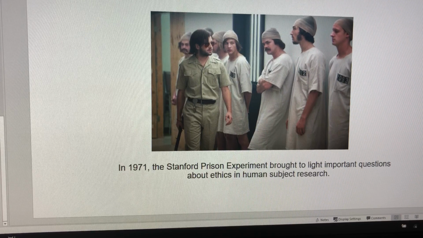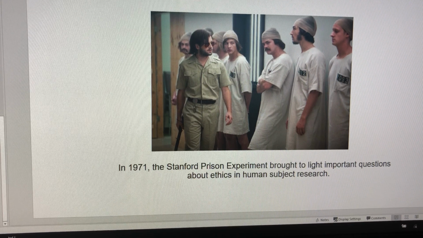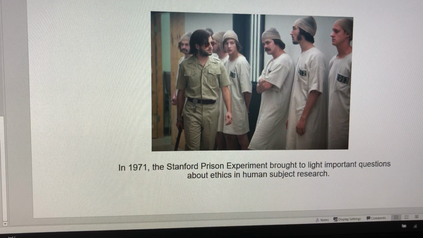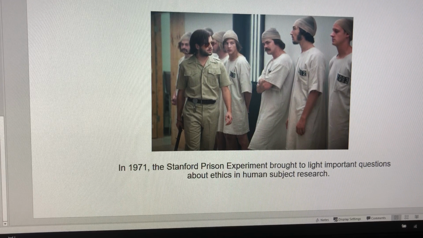That particular experiment was important because the participants really acted out as if they were really the guards and really prisoners. And it was really detrimental to their health over time. And this particular experiment gave a lot of information about ethics and research. What projects should you do and what projects should you not do?